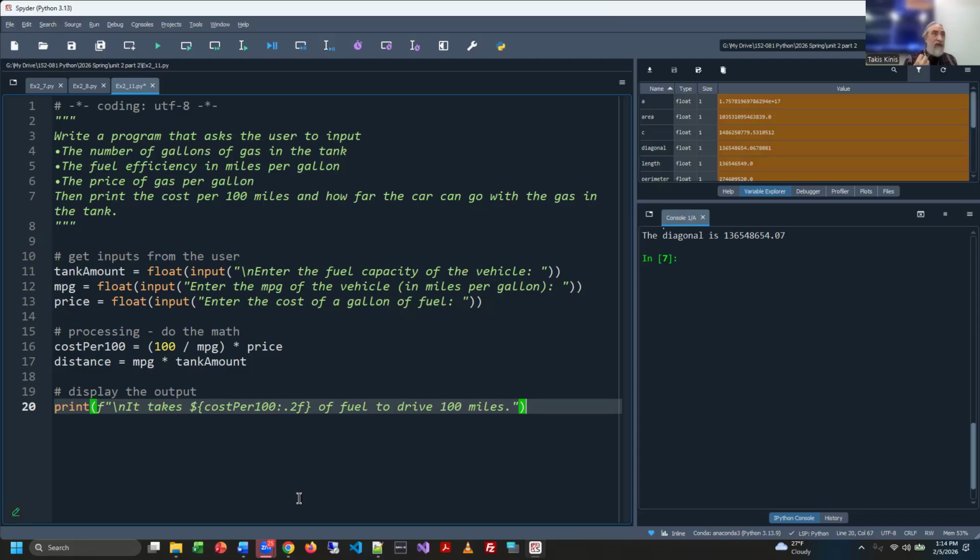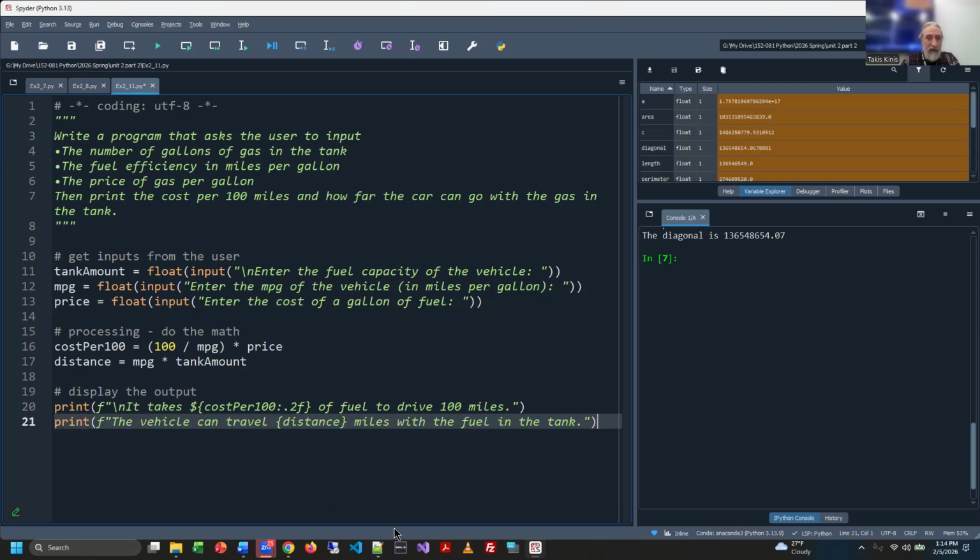So it's going to give me an answer like 13.25 of fuel to drive 100 miles. You know, that's just an example. So how much fuel does it take you to get there, right? And no, excuse me, how much money does it take you to get that 100 miles? That's the calculation that we're looking at. Then the second statement that I put in is how far I can go with the fuel in the tank. All right, so there's the second one. And notice with this one, I didn't round it.